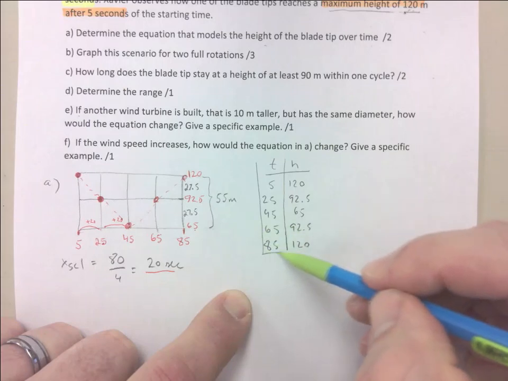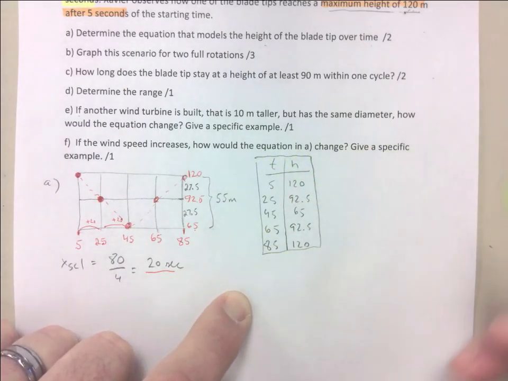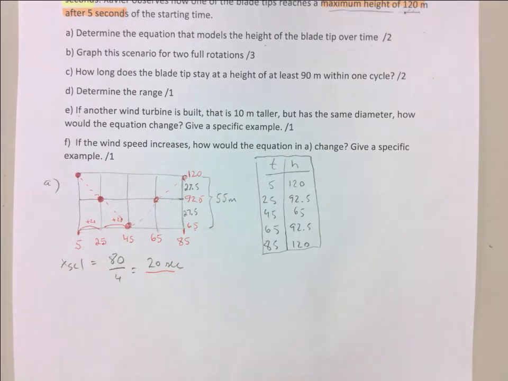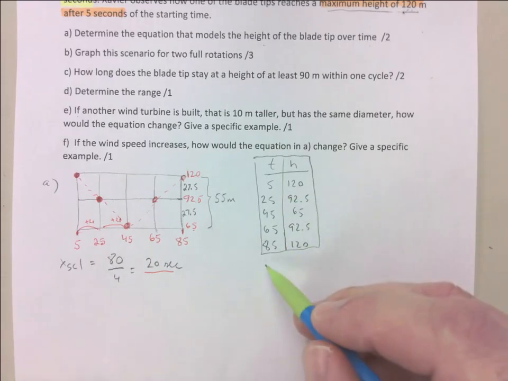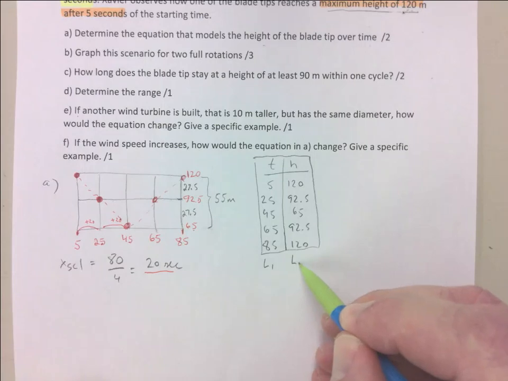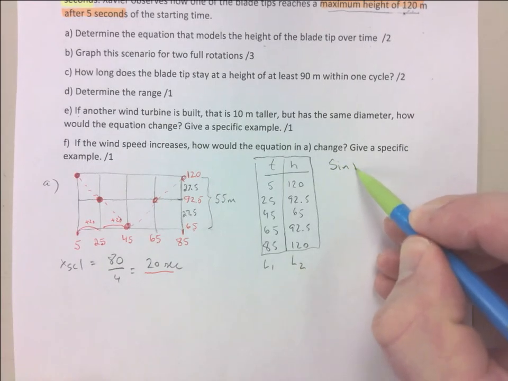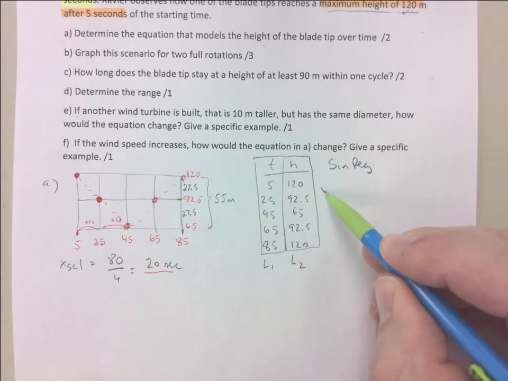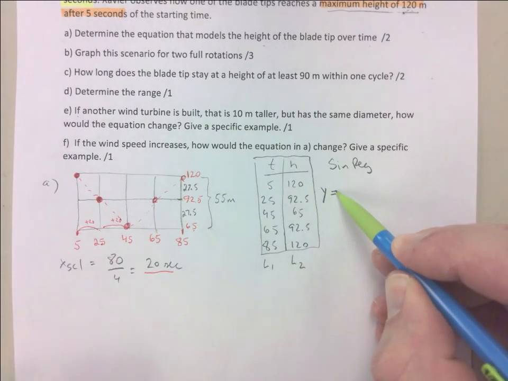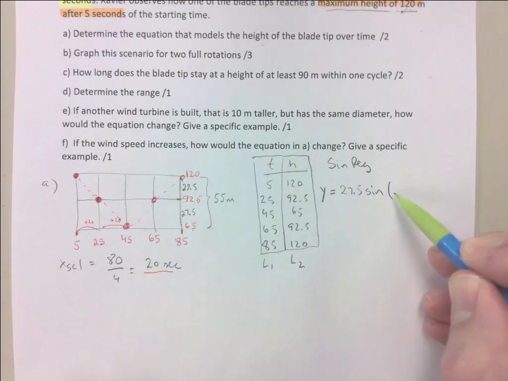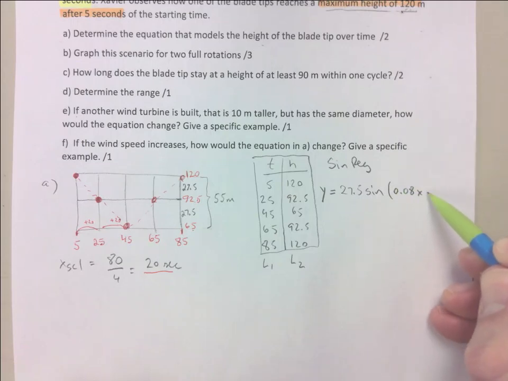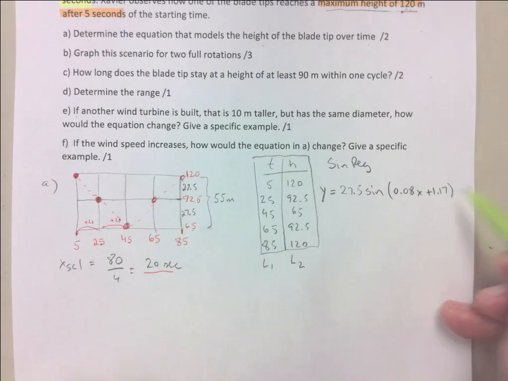So this is what you would kind of gather, and you put this into L1 and L2. You do a sinusoidal regression, and then you go y equals. When you do that regression, you get 27.5 sine of 0.08x plus 117, plus 92.5.